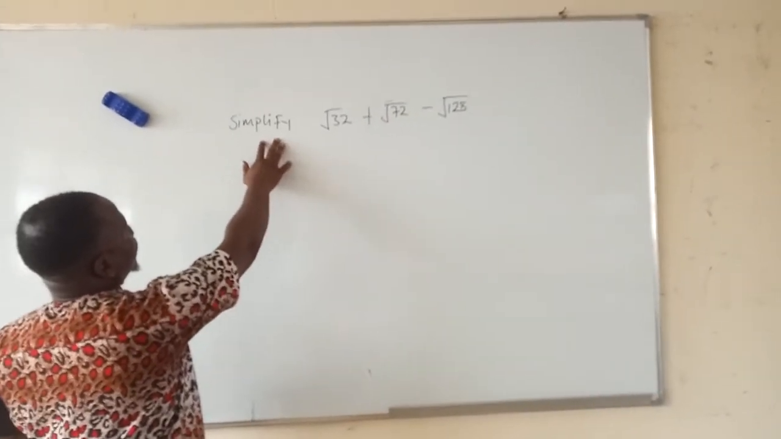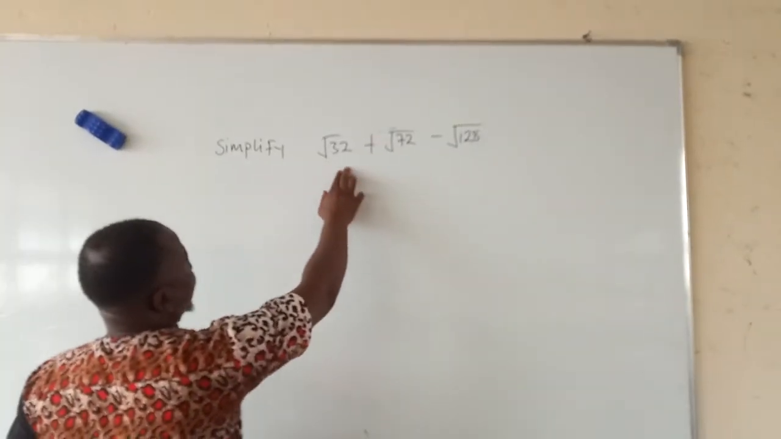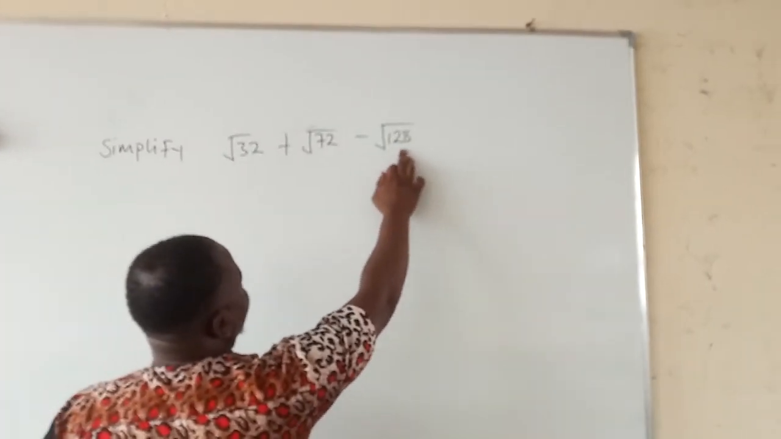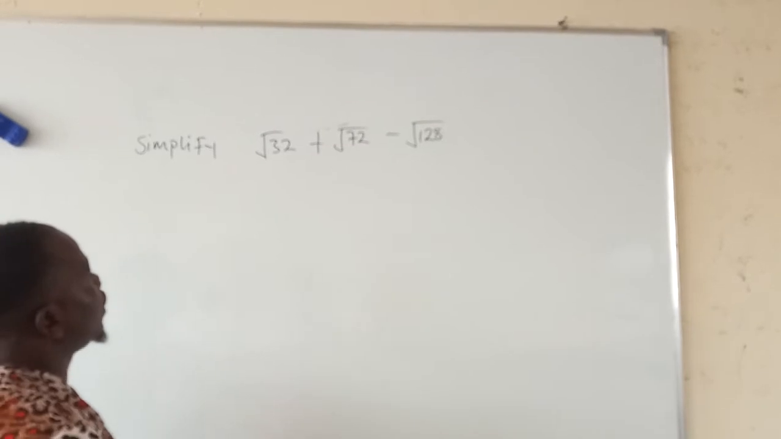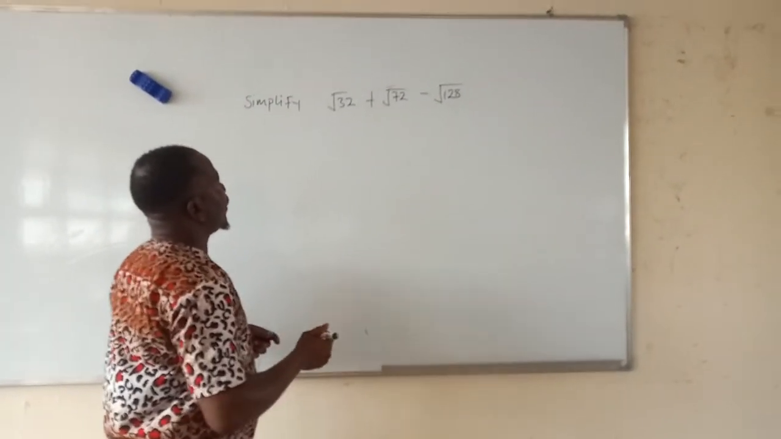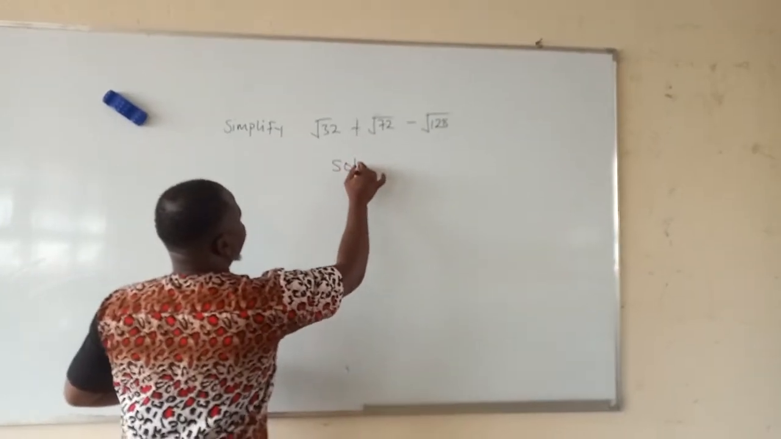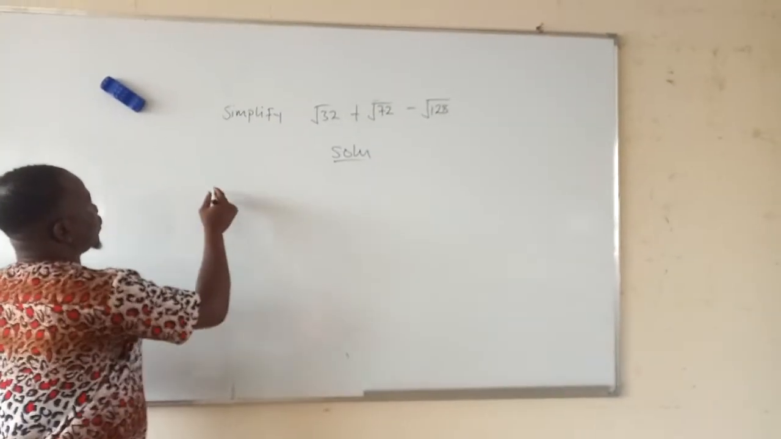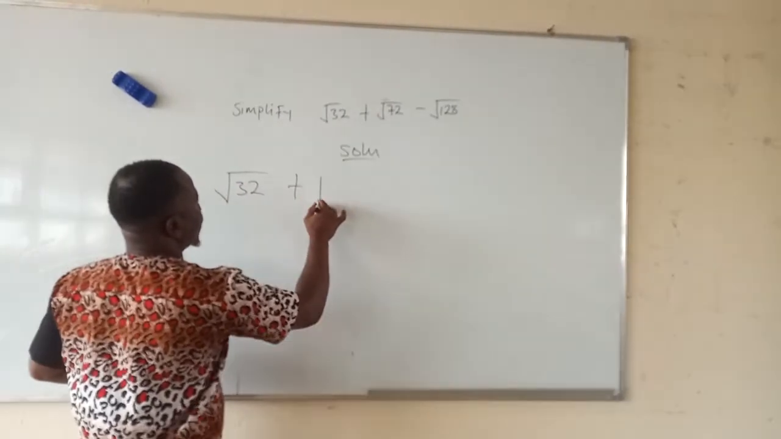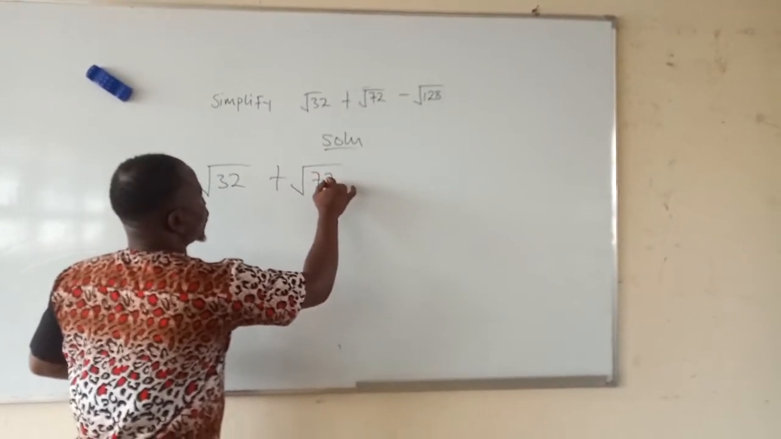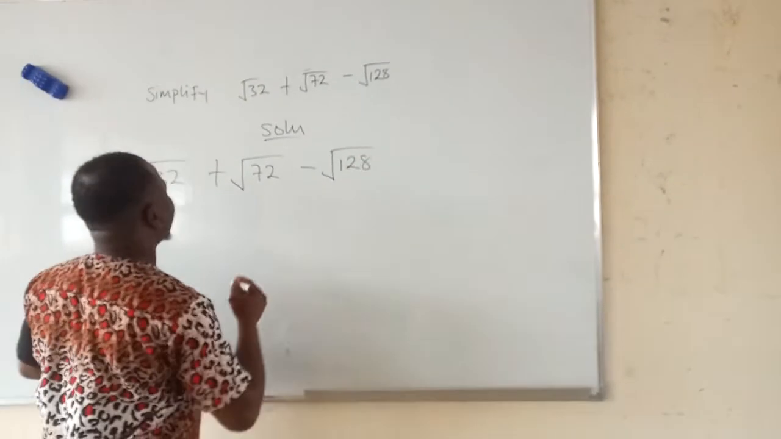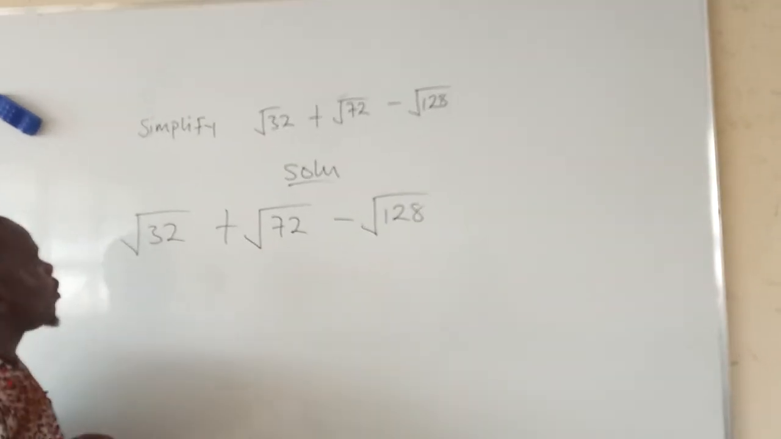This is a question. Simplify square root of 32 plus square root of 72 minus square root of 128. This is solved. So what we are going to do here is we write the solution. Okay. So we have square root of 32 plus square root of 72 minus square root of 128. You agree with me? Okay.